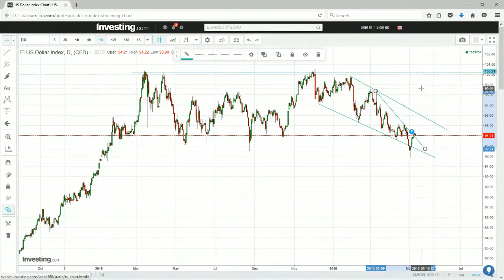And so really, there is no clear resolution of this range until we break either side. So whilst we're in the middle of it, I'm just expecting to see more rotation. But for now, a mild dollar positive bias.